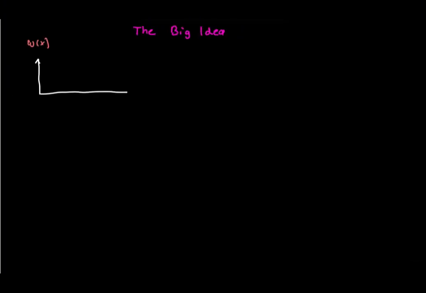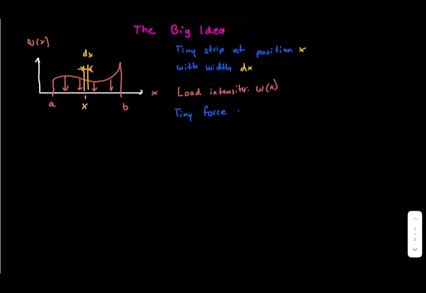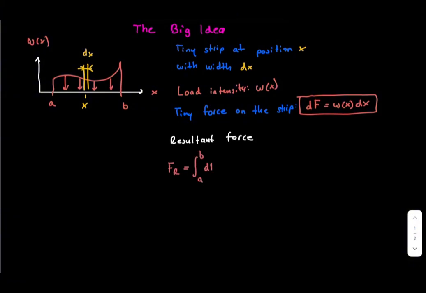A distributed load is made of many tiny forces. At position x, the load intensity is W(x). A tiny strip has width dx, so the tiny force on that strip is dF = W(x) dx. To find the total resultant force, we add all tiny forces. That means the resultant force equals the integral of W(x) over the length of the beam. In other words, the resultant force is the area under the load curve.